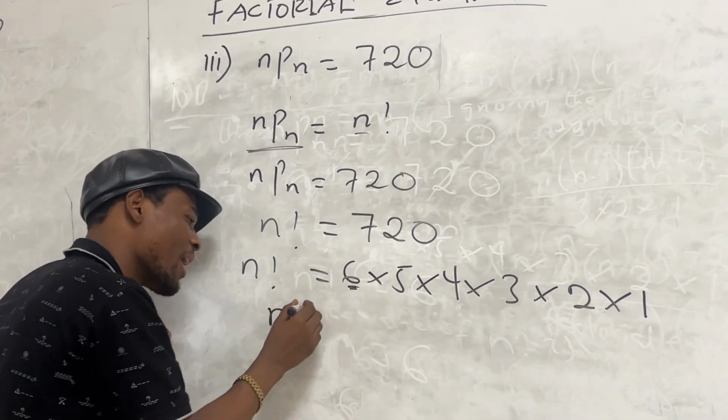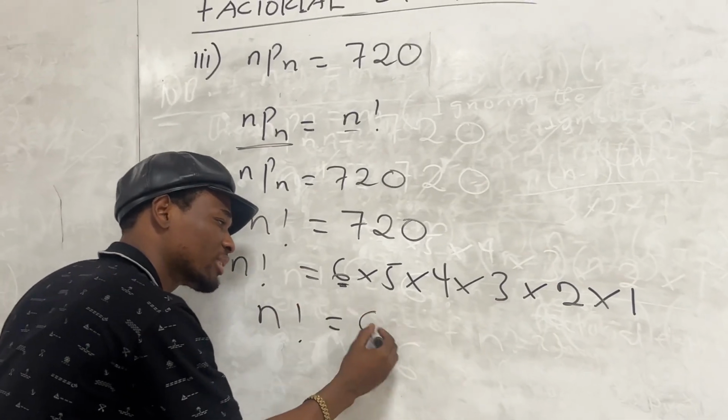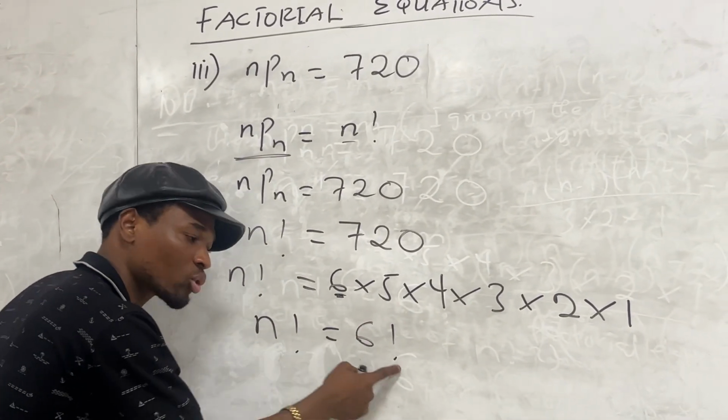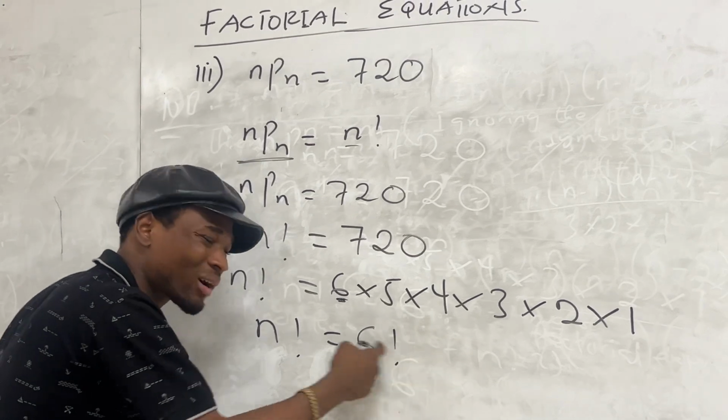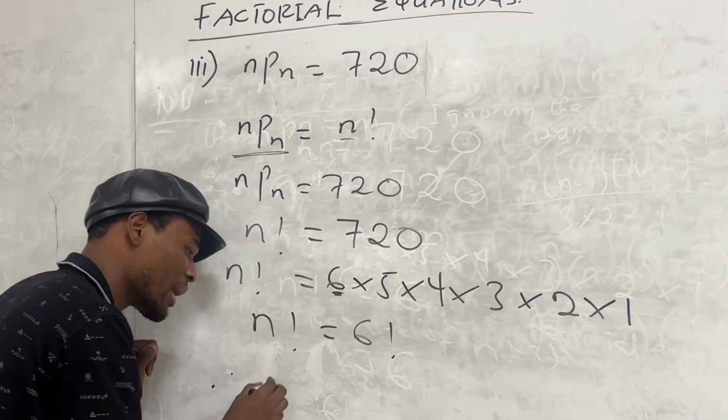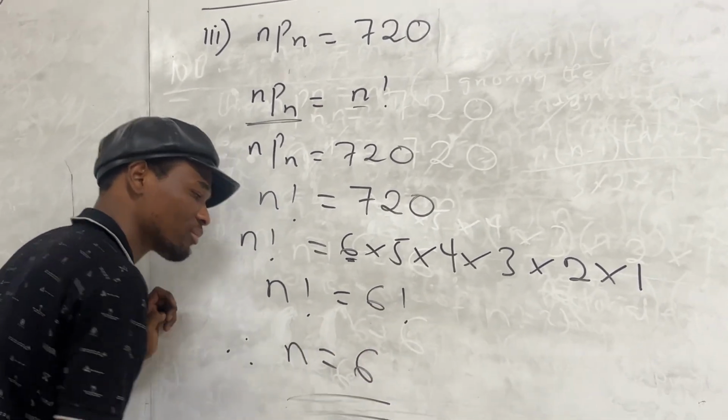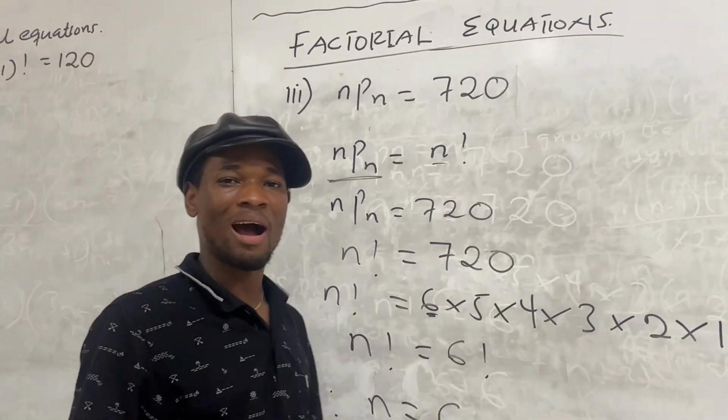So I have n factorial equal to 6 factorial. Factorial is here, factorial is here, so they will cancel out. Therefore, n is equal to 6. As simple as that.